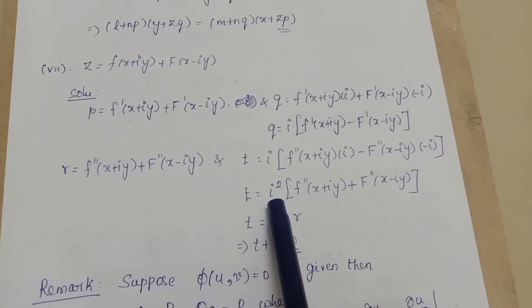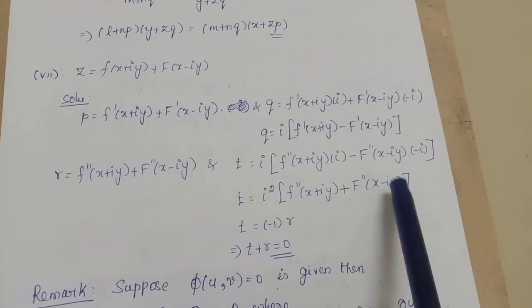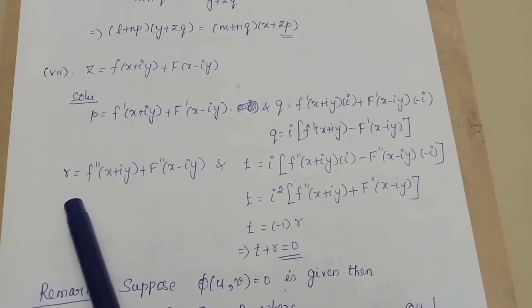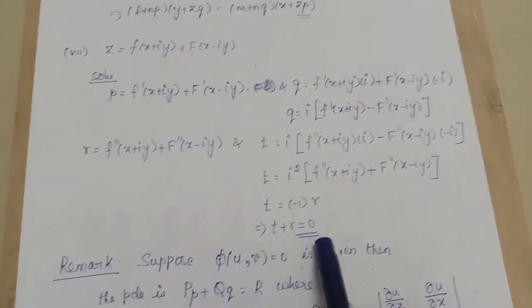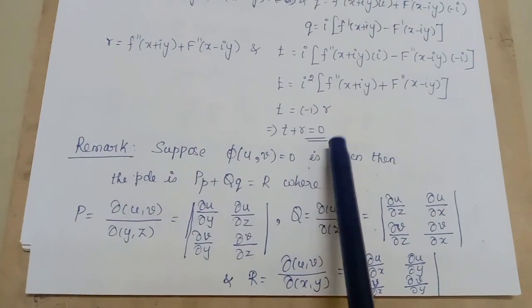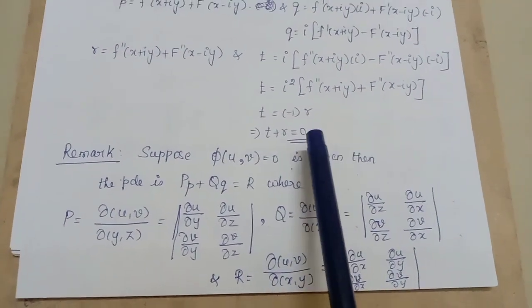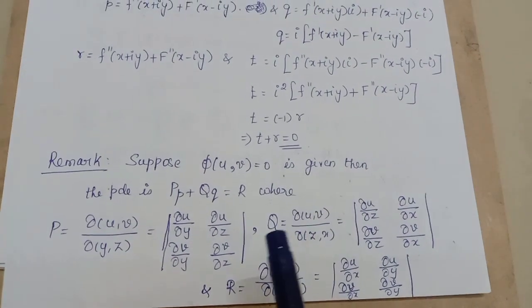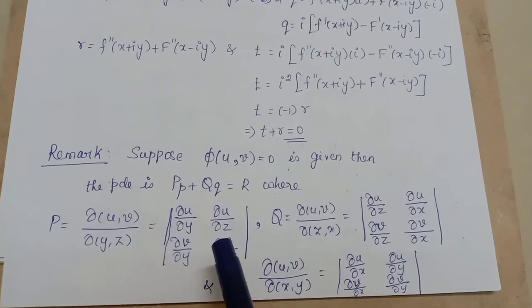But what is this i square? i square is minus 1. But look at this expression, small f double dash plus capital F double dash. Here it is r, no, so simply put r. So t plus r equal to 0 is the required differential equation. Okay, right.